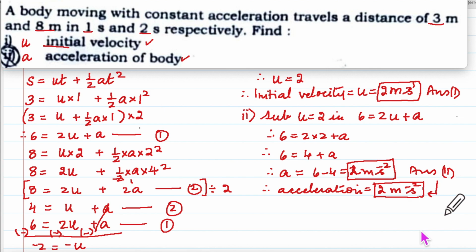The solution is simple. The initial velocity of the body comes out to be 2 meter per second, and the acceleration also comes out to be 2 meter per second square. I hope this step-by-step explanation made the concept clear for you.